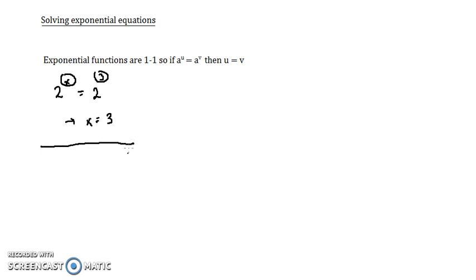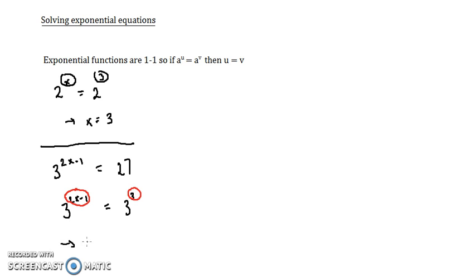Let's look at one where there's a little bit more going on. Let's say we have 3 to the 2x minus 1 equals 27. The first thing we need to do is see if we can get the bases to match. It's got to look exactly like this for this method to work. So can we get the bases to match? The answer is yes. We can get them both to a base of 3. So this one's going to stay the same, and 27 is the same as 3 cubed, 3 times 3 times 3. So now the bases match, we're in the right form, and the exponents must be the same.